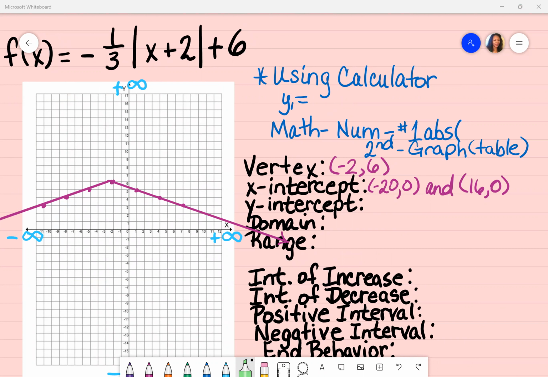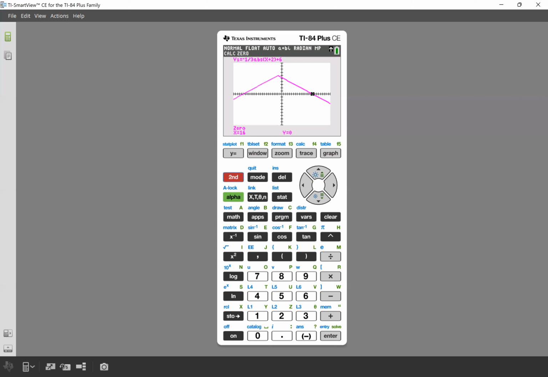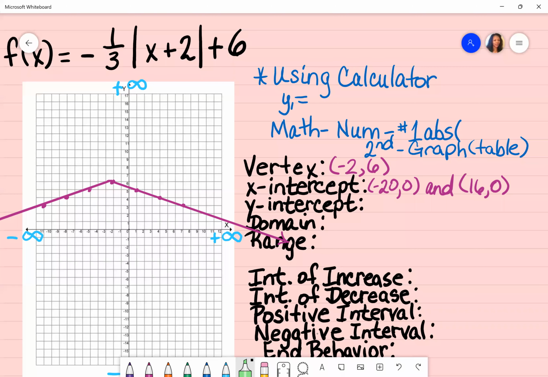Going to the calculator, it says second, trace. You want to choose number 1 this time because it's going to ask you what value do you want for x? Well, for your y-intercept, x has to be 0. Hit enter. So when x is 0, y is 5.33. So that's why it was kind of hard for us to see it just looking at it. For my y-intercept, when x is 0, y is 5.33.